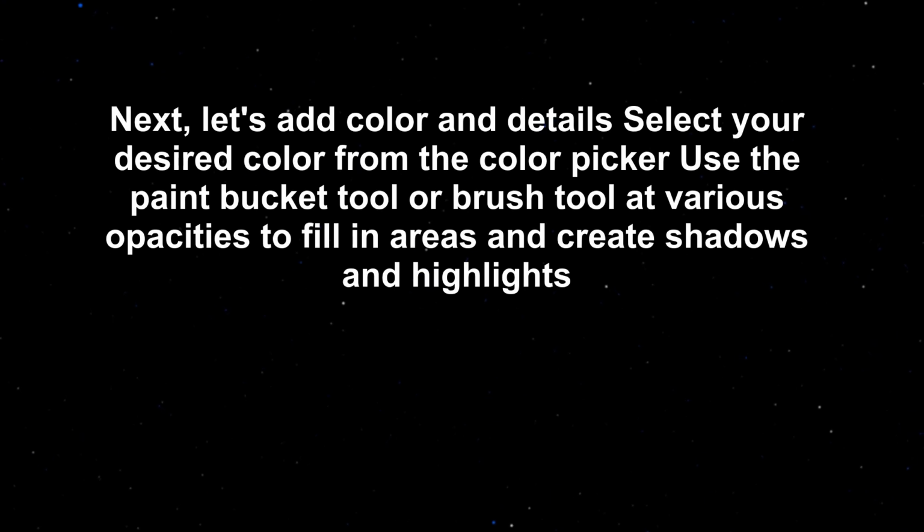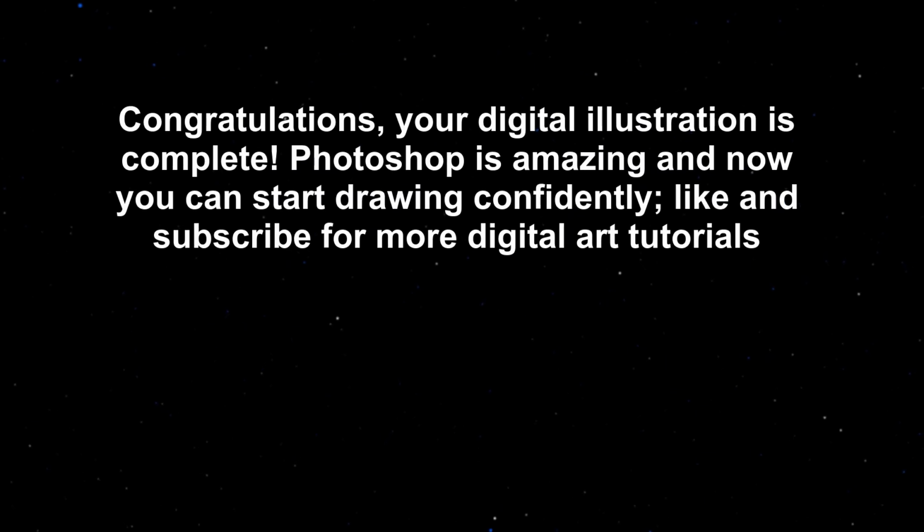Next, let's add color and details. Select your desired color from the color picker. Use the Paint Bucket tool or brush tool at various opacities to fill in areas and create shadows and highlights. Congratulations, your digital illustration is complete. Photoshop is amazing, and now you can start drawing confidently.